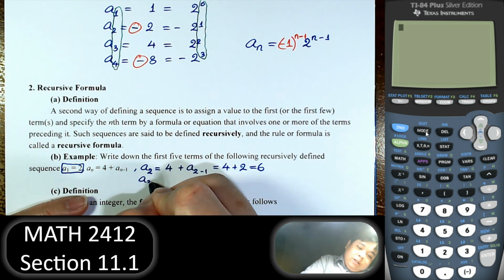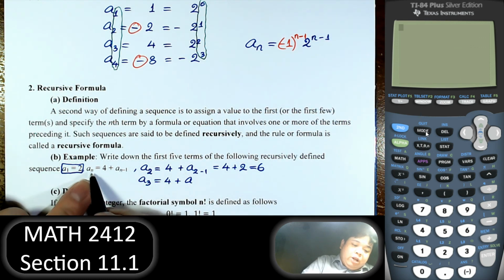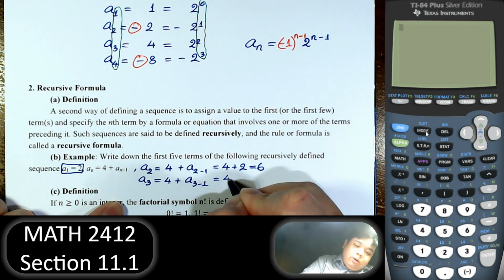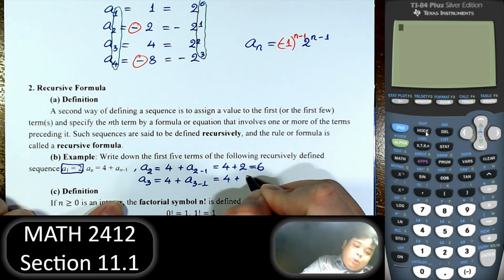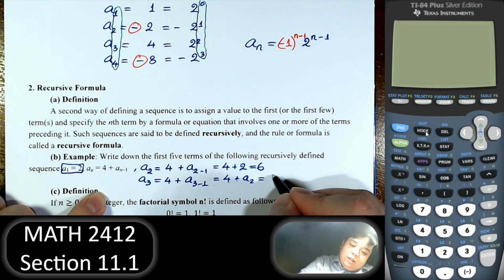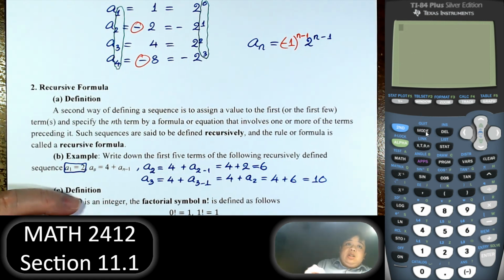A3 is going to be 4 plus A. If you put n here, 3 here for n, 3 and 3. So we have 4 plus A2. A2 is 6. And then we just keep doing that.